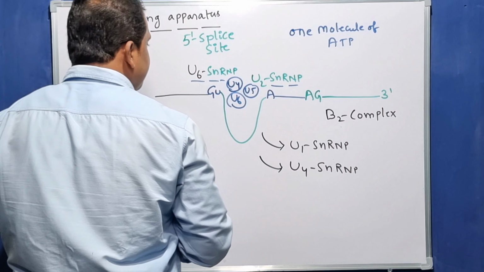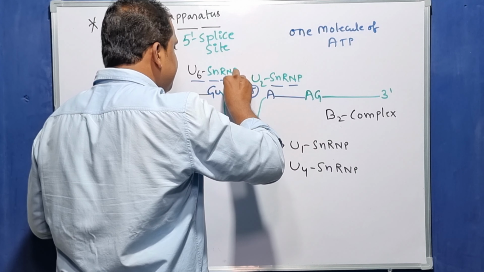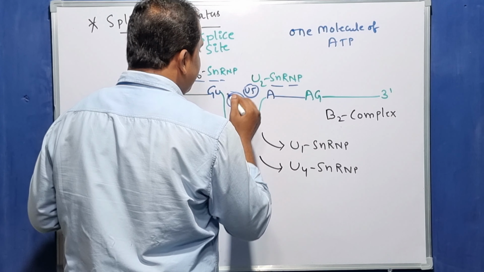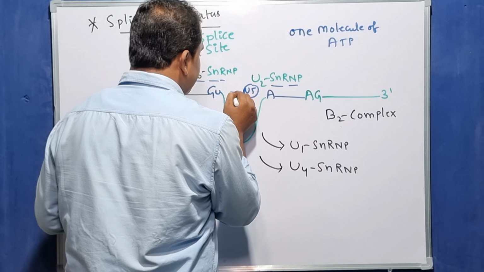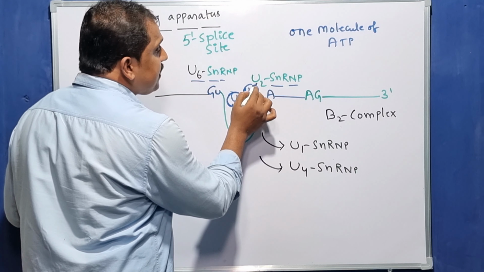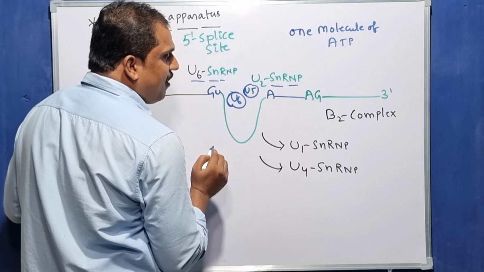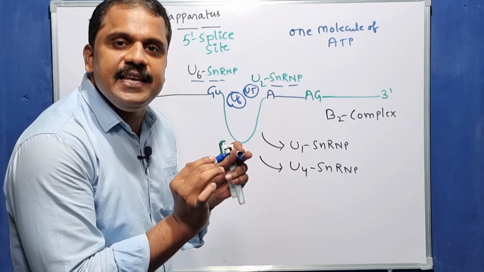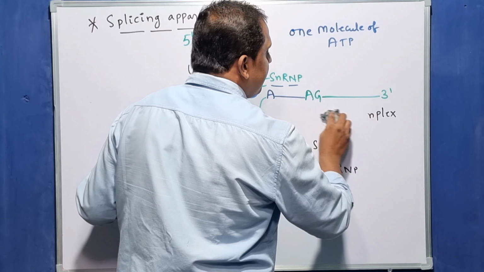So let me arrange the things here. U4 snRNP, right? Here the U4 snRNP has successfully dissociated from its respective site. Once the U6 snRNP remains in association with U2 snRNP, under such condition it leads to the formation of a specific complex, and that specific complex is nothing but what? Catalytic complex, or it is simply termed as C complex. So let me write it here. Catalytic complex or C complex.